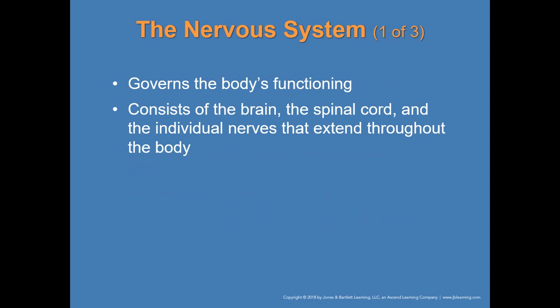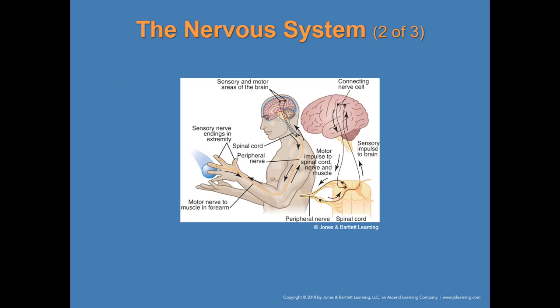All right, so your nervous system, this is what's going to control the body's functioning. Everything your body does comes through the nervous system, and it consists of the brain, the spinal cord, and all these little nerve endings that go out through the body. Here you can see in the diagram, you've got the sensory and the motor areas of the brain, right? They go down the spinal cord, and you have what are called peripheral nerves that come out. They go down your arms and legs, and at the end of those are sensory nerve endings. That's what's in your toes and your fingers, and that's how you feel things.